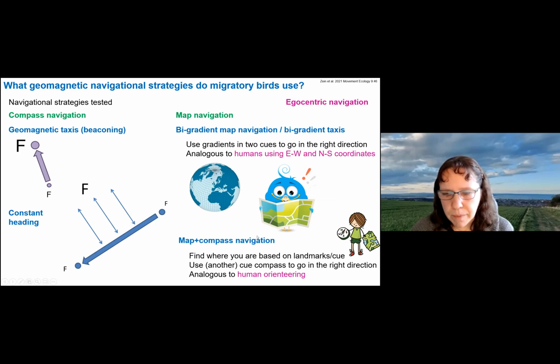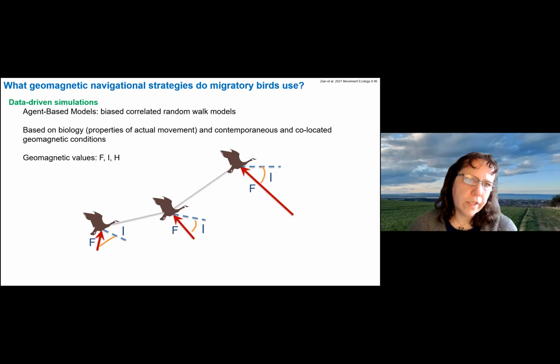And then also map and compass navigation, where they use landmarks or some cue to find where they are and then find the direction using a compass from the same cue or another cue. So it's the same as if you go hiking in the mountains, you need to find out where you are on the map, and then you use the compass to find out in which direction to go. And we did this by using agent-based models.